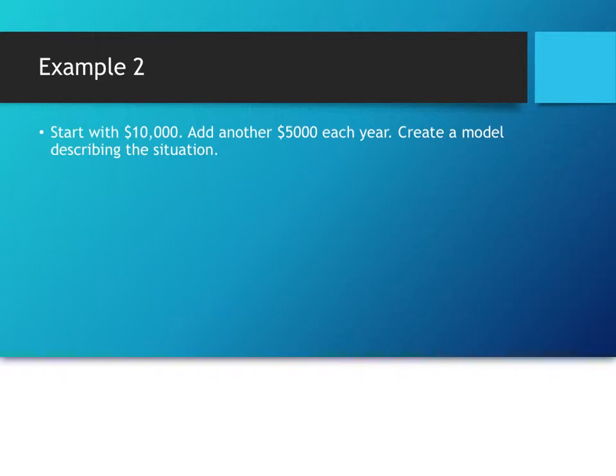So here's what I want you to do. Let's pretend that I'm trying to retire and I start with $10,000 and I add $5,000 to that every year. What type of function, push pause, decide what type of function you're dealing with and build the actual model.